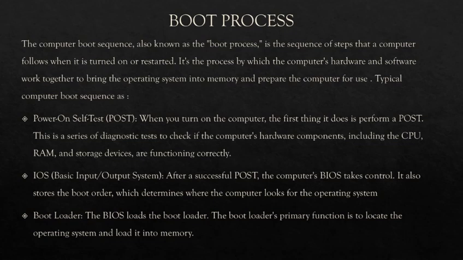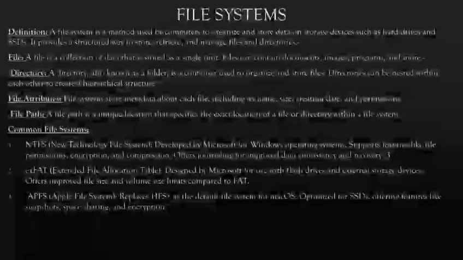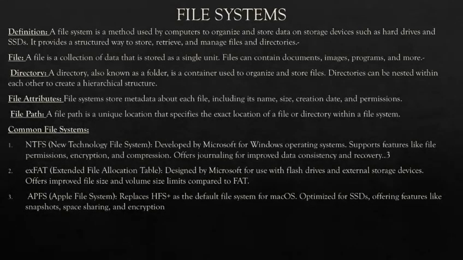And the next topic is file systems. A file system is nothing but a method used by computers to organize and store the data on storage devices such as hard drives and SSDs. It provides a structured way to store, retrieve, and manage files and directories. A file is a collection of data that is stored as a single unit. A file can contain images, documents, programs, and more.